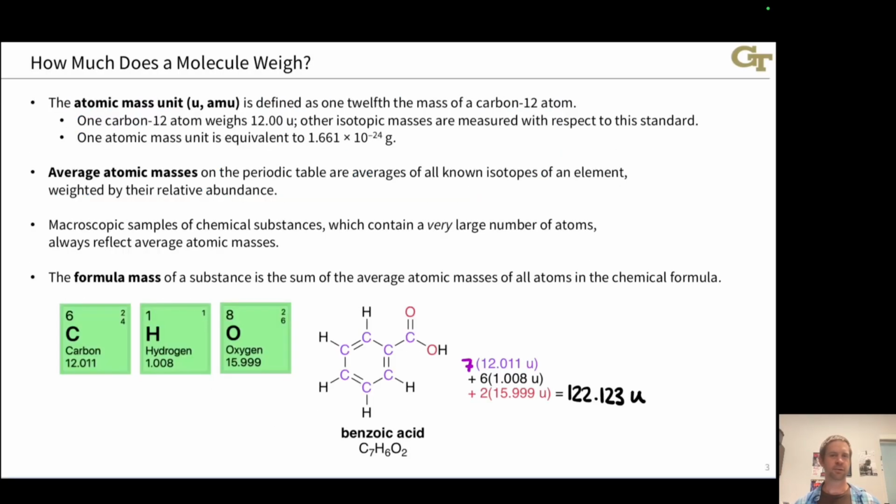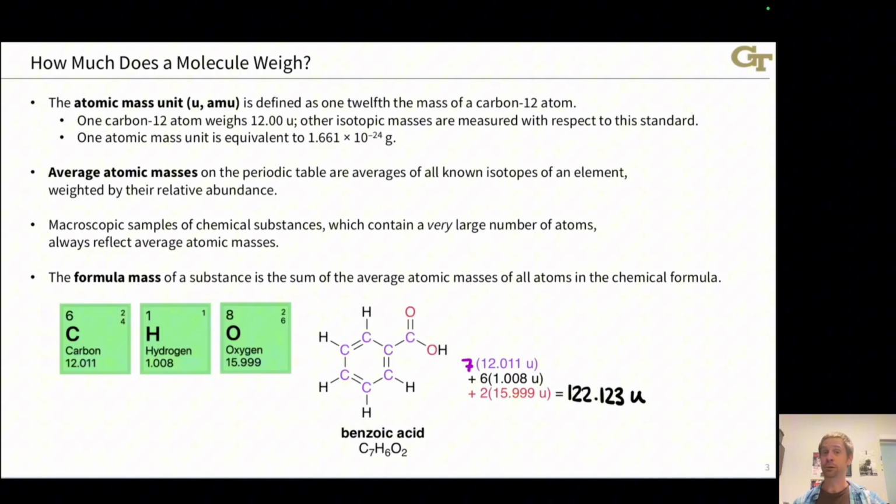Let's start with a pretty basic question here. How much does a molecule weigh? Well, from the periodic table, we get a sense of how much atoms weigh. The weights of atoms are measured with reference to a standard involving carbon-12, the isotope of carbon with 12 protons and neutrons in the nucleus, 6 protons and 6 neutrons. The atomic mass unit is defined as 1/12 of the mass of a carbon-12 atom, so that carbon-12 weighs 12 atomic mass units. Every other atomic mass on the periodic table is defined relative to carbon-12.